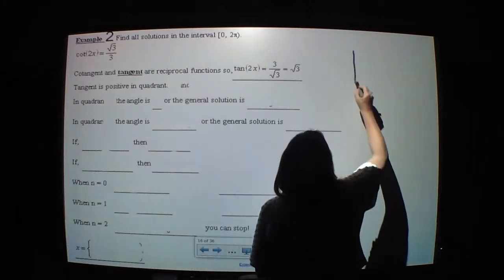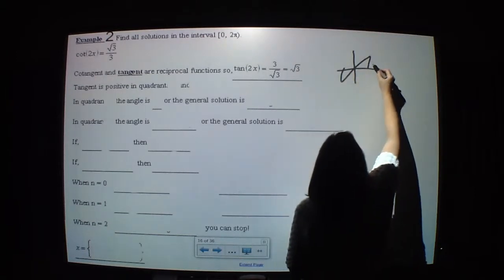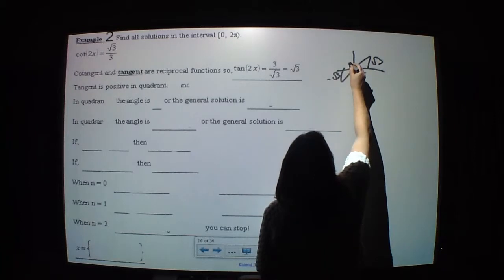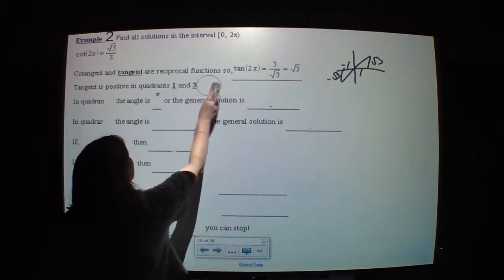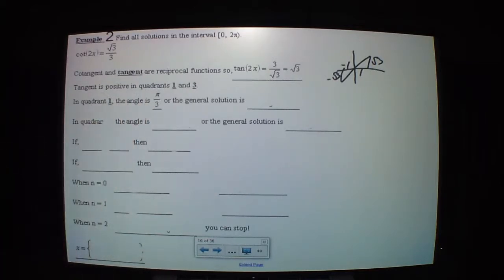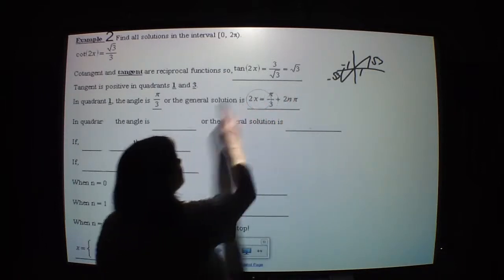So now let me draw my picture. Positive in the first quadrant and the third quadrant. The opposite side is radical 3. My adjacent side's 1. Okay, but in the third quadrant, they're both negative. So it's quadrant 1 and 3, it's positive. In quadrant 1, the angle is pi/3. So the general solution is pi/3 plus 2 pi n. Okay?